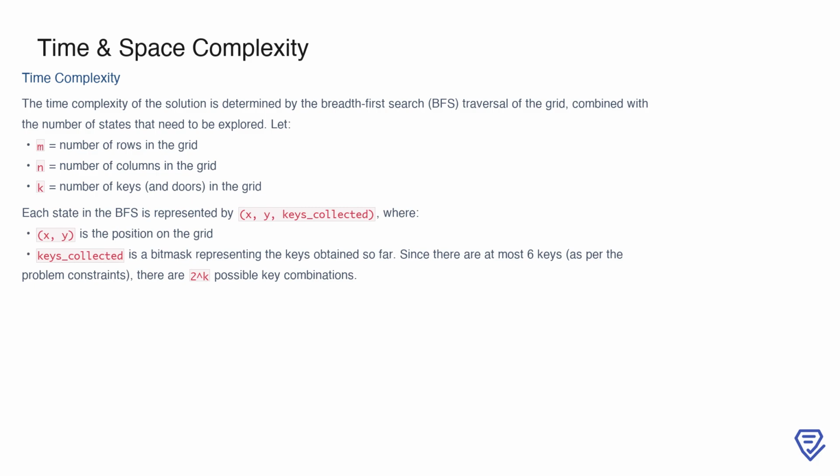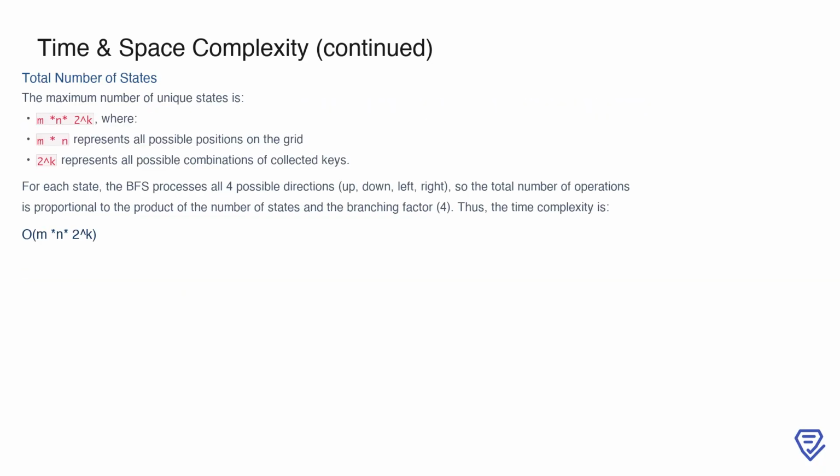Since the problem guarantees a maximum of 6 distinct keys, there are 2 to the power of K possible combinations of keys. These are all the potential states we need to consider during the BFS traversal. Now, let's calculate the total number of unique states. To do this, we multiply the total number of positions on the grid, which is M times N, by the total number of possible key combinations, which is 2 to the power of K. This gives us M times N times 2 to the power of K as the maximum number of unique states.